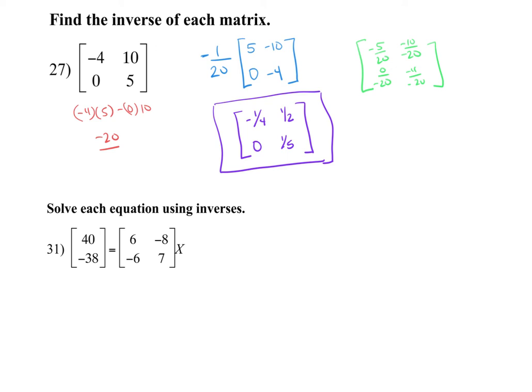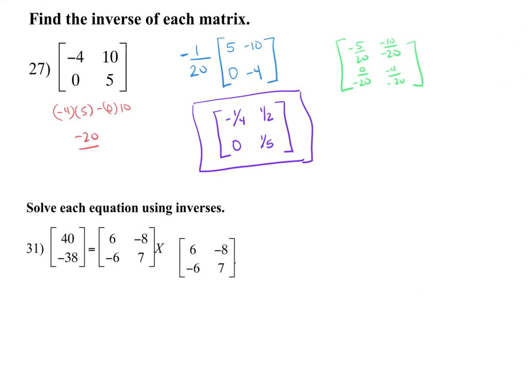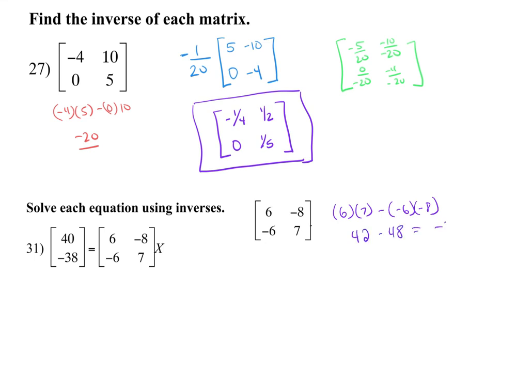So I need to, for this matrix right here, let me just move that one. I'm going to find my determinant. So I'm going to say 6 times 7 minus negative 6 times negative 8. So I have 42 minus 48. I get negative 6.